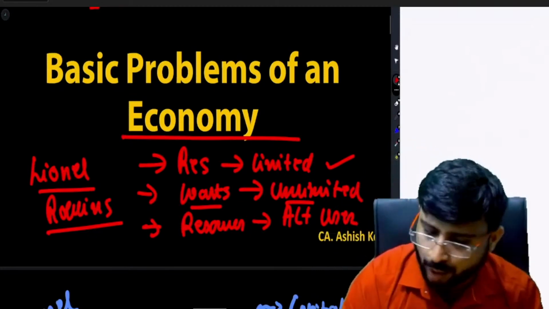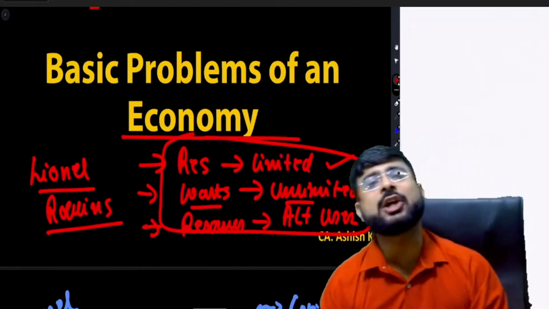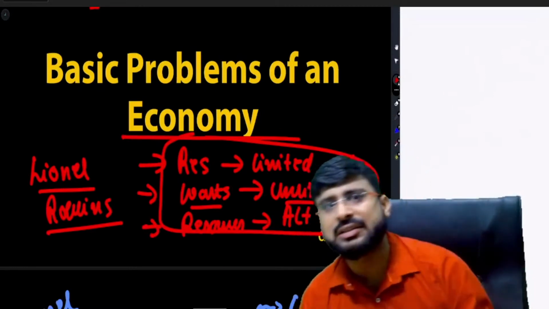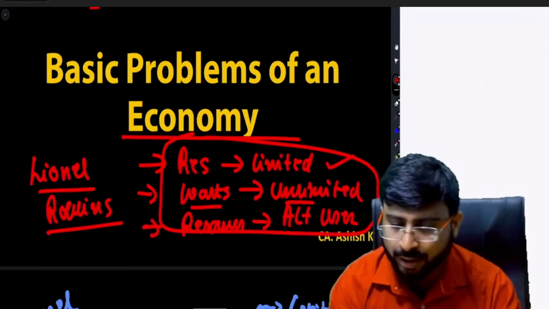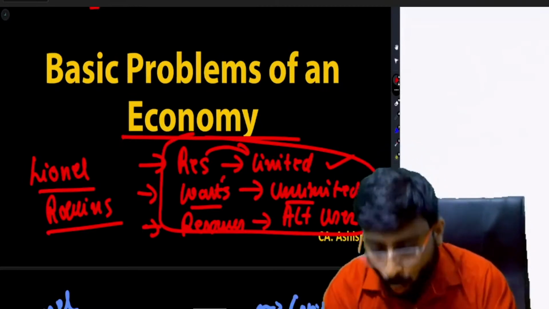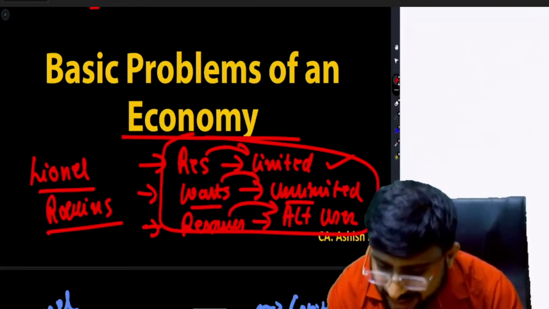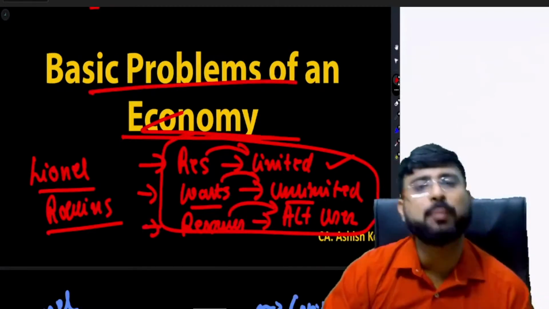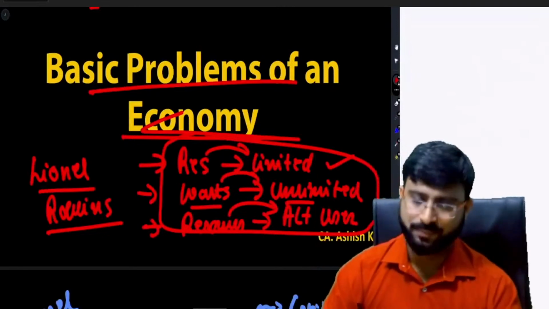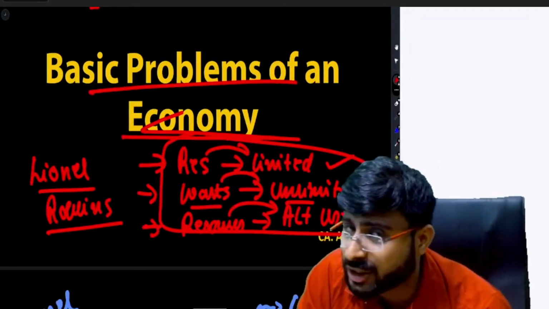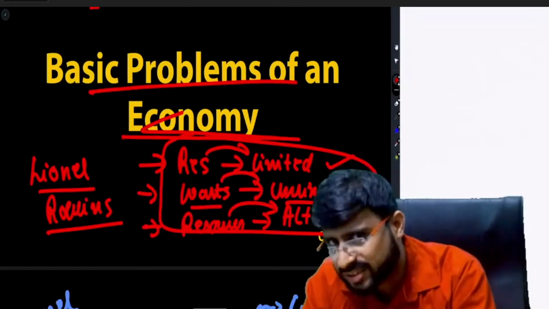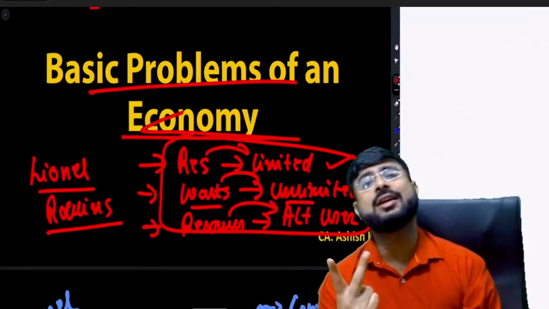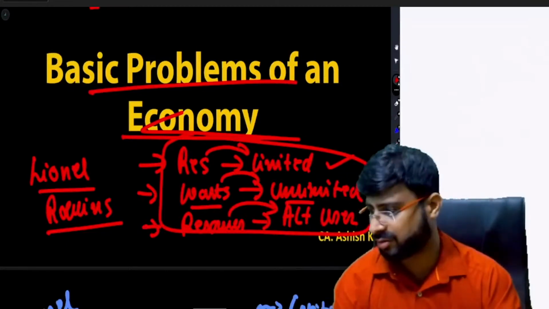So why does economic problem arise? Everybody, write it down in your copy. Why does economic problem arise? There are 3 main reasons behind why economic problem arises. Number 1, resources are limited, wants are unlimited, and resources have alternative uses. Is this much clear? Only then I will discuss what the basic problems of economy are. Why does the basic problem arise? Not what. Why does the problem arise? 3 reasons. Resources are limited, wants are unlimited, and resources have alternative uses.